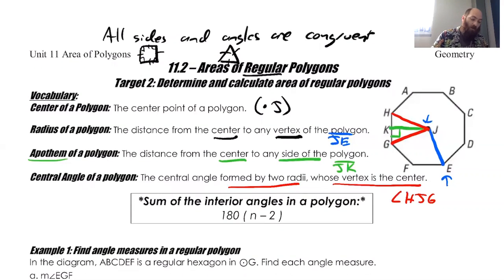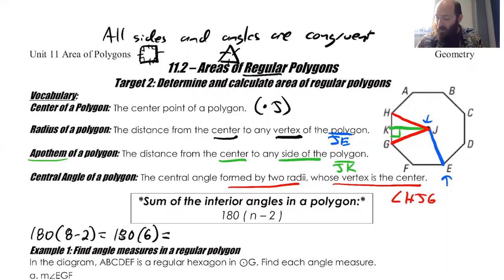Okay. Quick formula: the sum of the interior angles of a polygon. This is a nice little one for helping us figure out the sum of the angles all the way around a shape. So for example, I have an octagon here, so I've got 8 angles. Those 8 angles are going to add up to a certain number that I plug in here. So if I want to find the sum of those angles for an octagon, I would do 180 times 8 minus 2, which is 180 times 6, which is going to give me 1080.